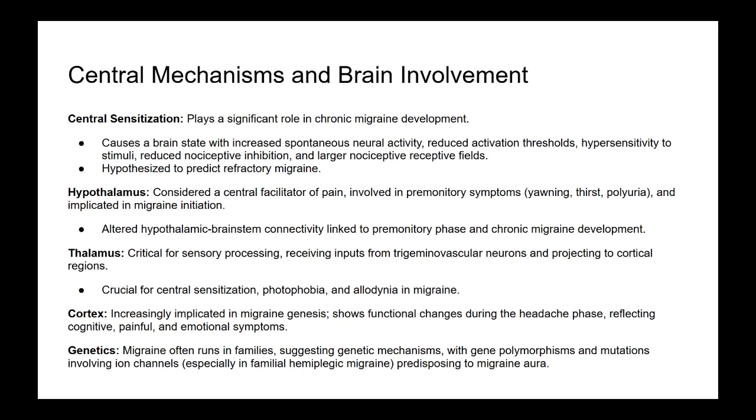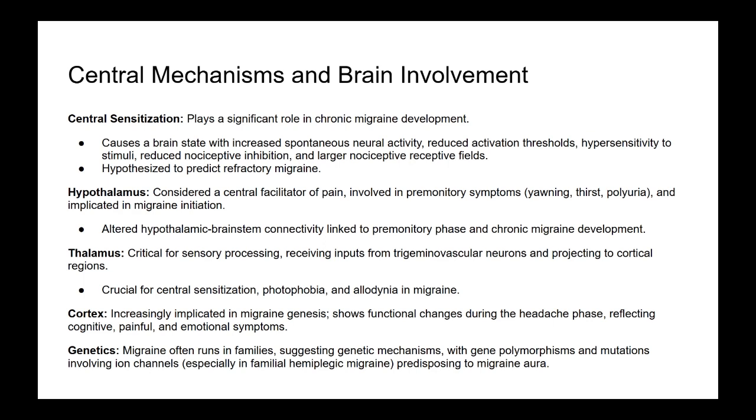Central sensitization of the trigeminovascular system, particularly in the trigeminal nucleus caudalis, plays a significant role in the development of chronic migraine. This sensitization can lead to a brain state characterized by increased spontaneous neural activity and lower activation thresholds. As a result, individuals may experience hypersensitivity to stimuli, diminished nociceptive inhibition, and expanded nociceptive receptive fields. The thalamus is also essential in the development of central sensitization, as well as in symptoms such as sensitivity to light and pain from normally non-painful stimuli in migraine patients.